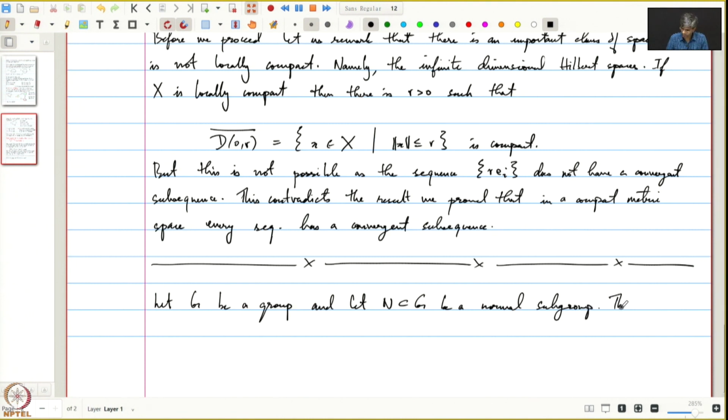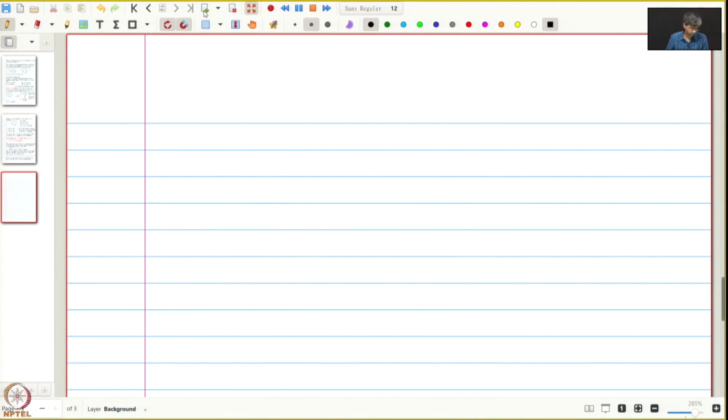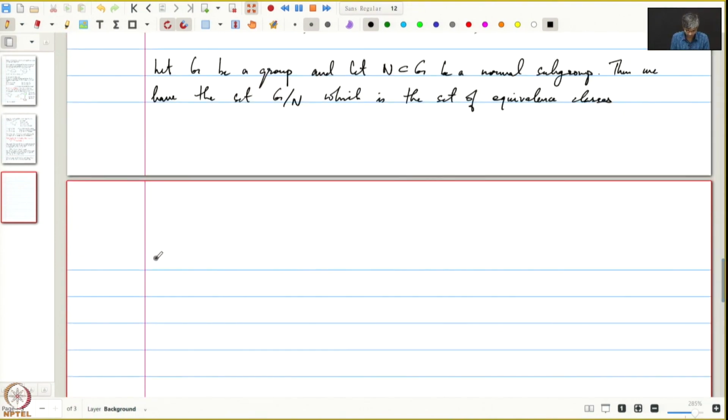Right. So then first we have the set G mod N, which is the set of equivalence classes G mod equivalence, where we define x, y in G, x is defined equivalent to y if and only if y inverse x is in this normal subgroup. So instead of writing G mod equivalence, we often write G mod N.